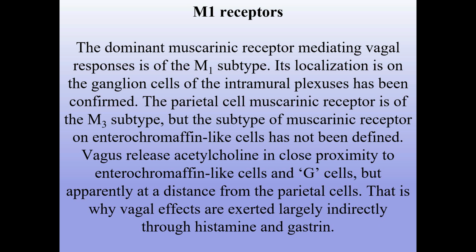Vagus releases acetylcholine in close proximity to enterochromaffin-like cells and G cells, but apparently at a distance from the parietal cells. That is why vagal effects are exerted largely indirectly through histamine and gastrin.